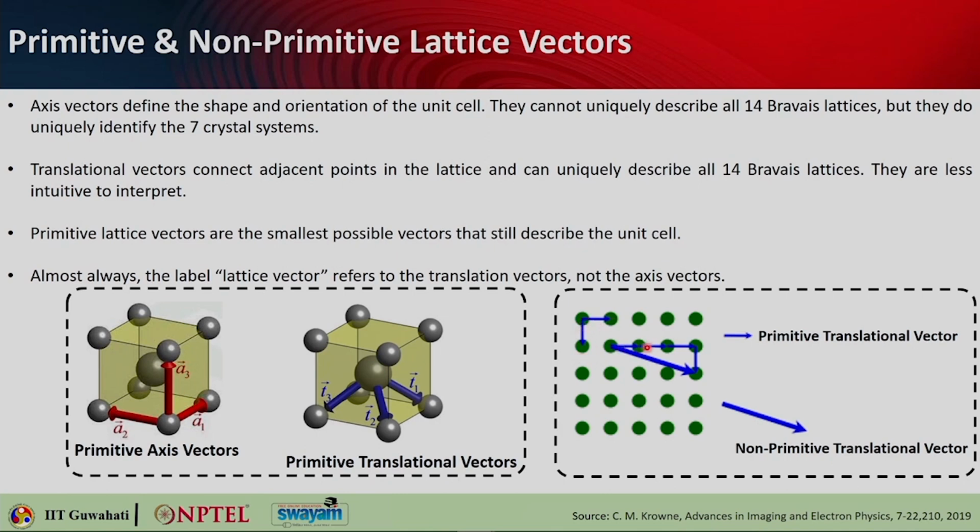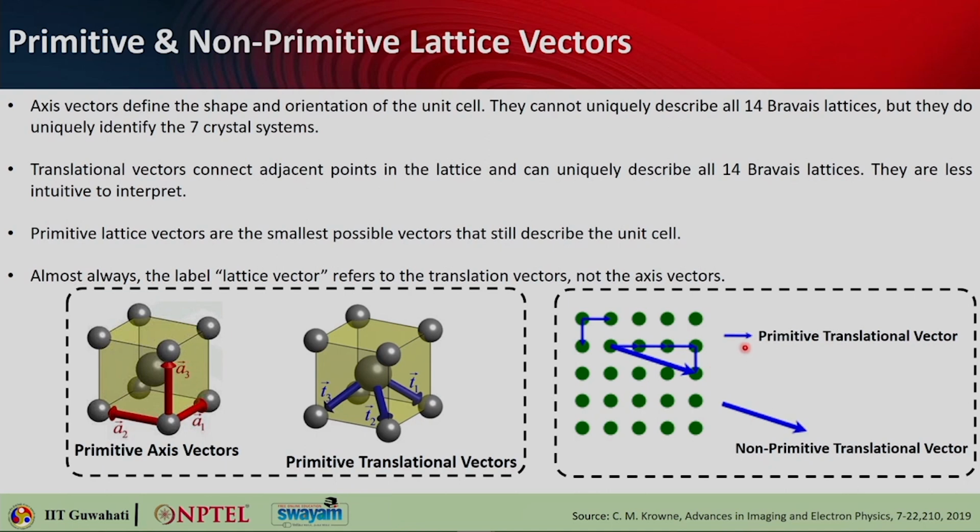How about this? This is also a vector which is an integral multiple of that particular primitive vector, and then you have one along this side. So what about this one? Is this vector a primitive one? No, it is not a primitive one. The primitive ones are the smallest possible vectors. So these are the smallest possible vectors, not this one.